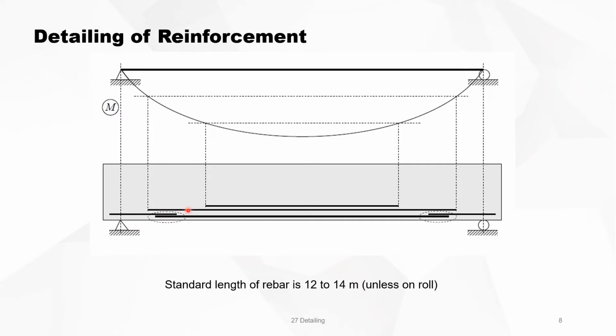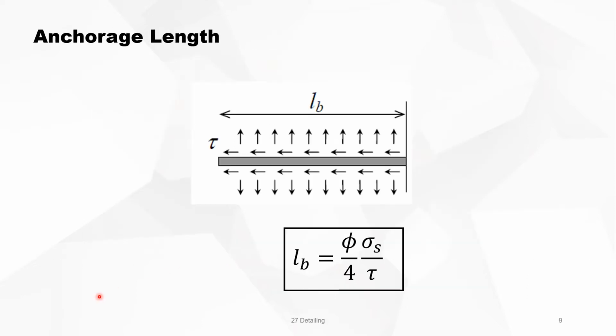So you have to overlap the reinforcement, and we call this the lap length. At the end, you have to anchor the rebar, so you also have an anchorage length. So there's a difference between anchorage length and lap length. Now let's talk about the anchorage length.